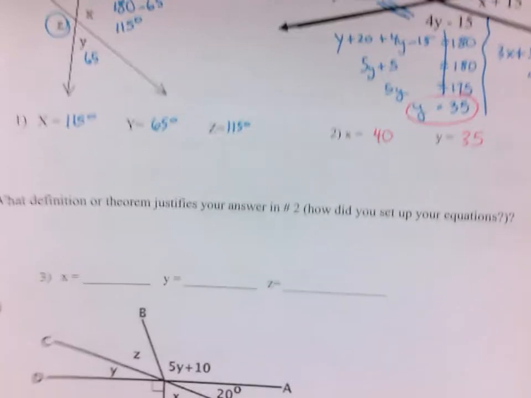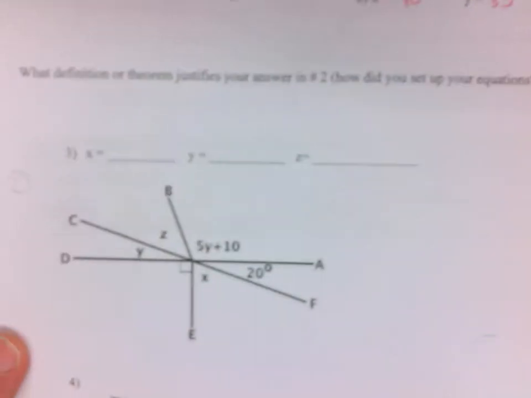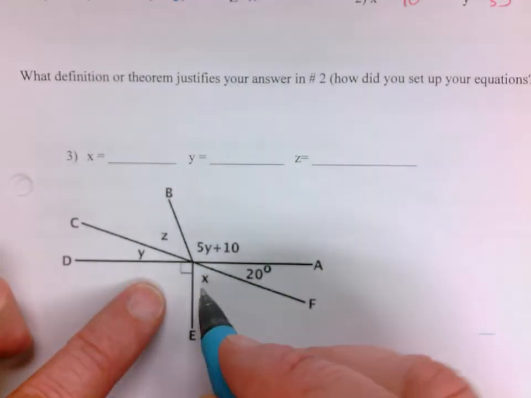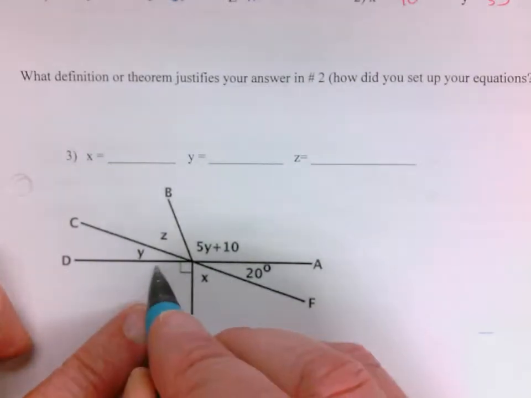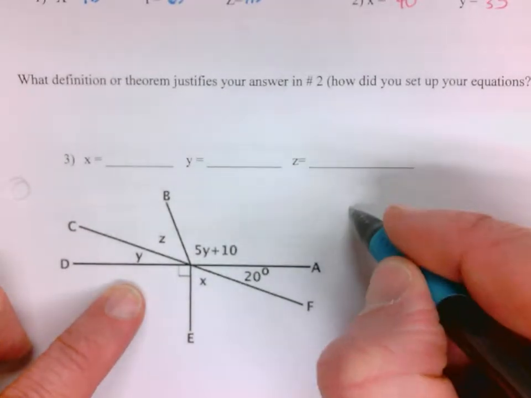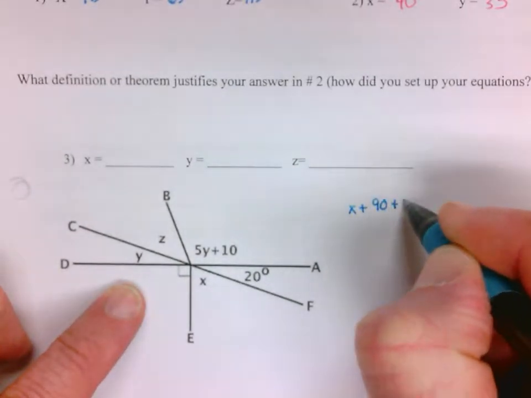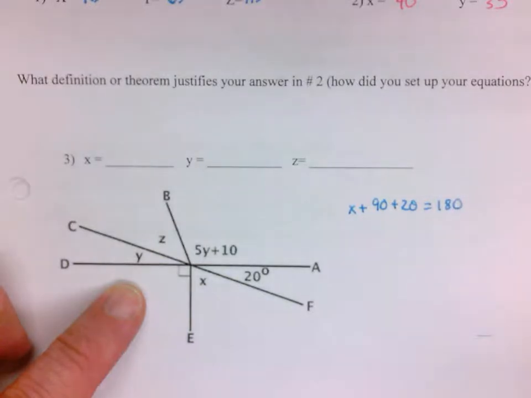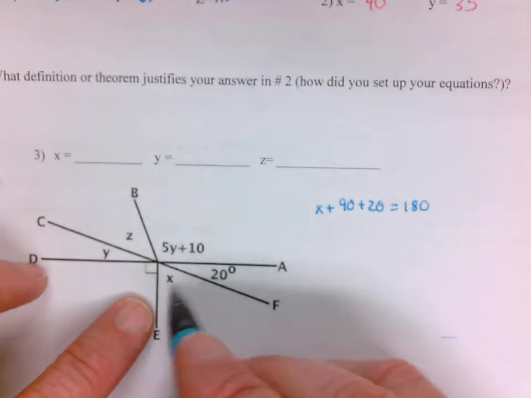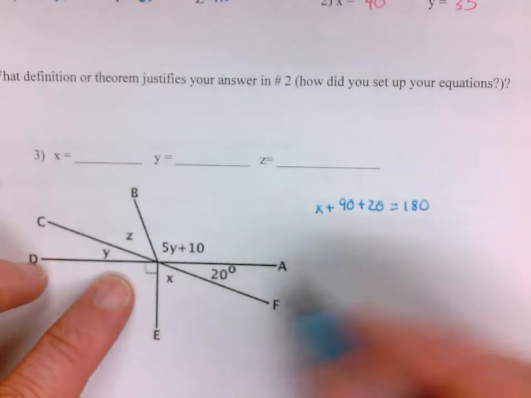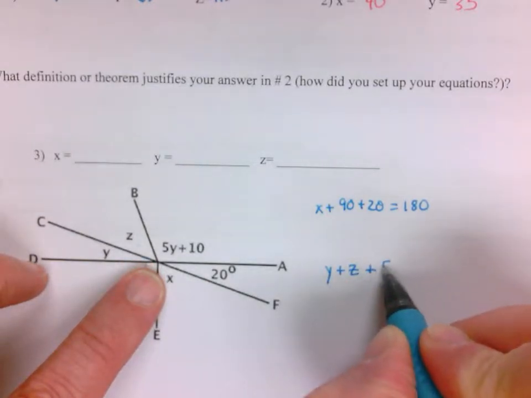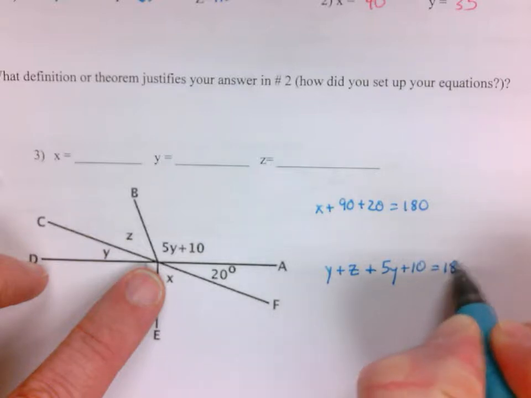All right, number 3. These are a little more complicated. But just look at everything you know. Let's see what we can do here. So I know that these 3 things add up to 180. So I have one equation, x plus 90 plus 20, that equals 180. I'm going to be able to solve that for x. I also could have written x plus 20 equals 90. And I know y plus z plus 5y plus 10 equals 180. Those add up to 180 there.